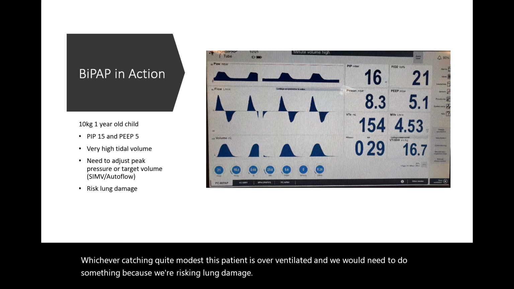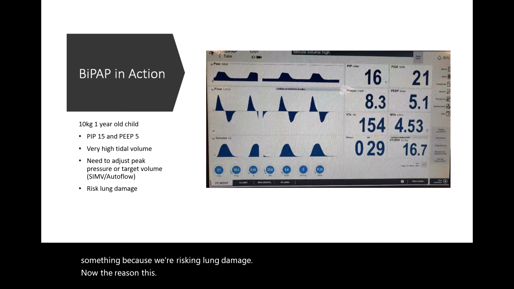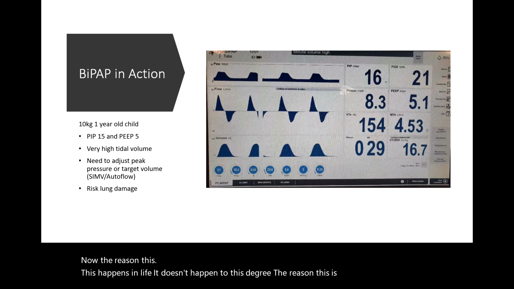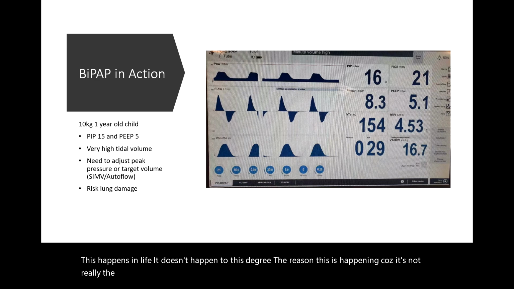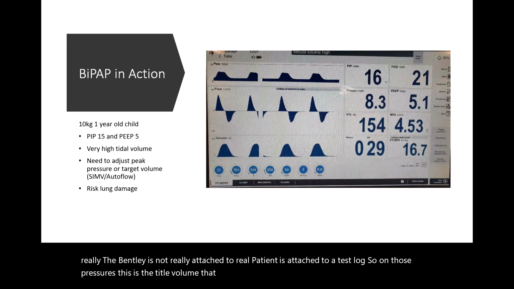Now, the reason this happens, in real life it doesn't happen to this degree. The reason this is happening is that the ventilator is not attached to a real patient, it's attached to a test lung. So on those pressures, this is the tidal volume that is generated. So if you set pressure, always go back and check the volumes that are being generated.